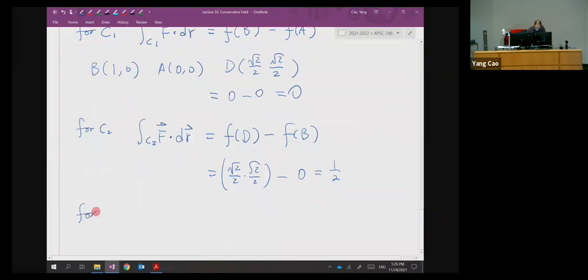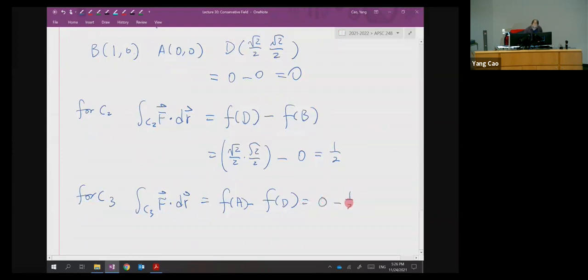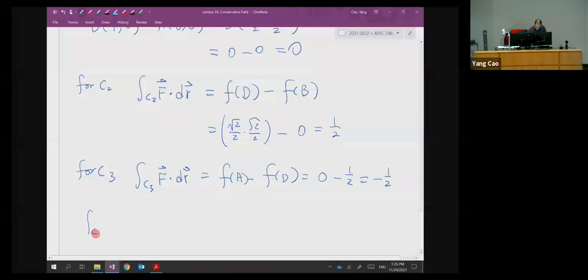Last step for C3. This goes back from A, so f of A minus f of D. Each one of the values we already got, so 0 minus 1/2, so negative 1/2. You got 3 values, and you add them up. So the total vector line integral equals the addition of all 3. So 0 plus 1/2 minus 1/2 equals 0.